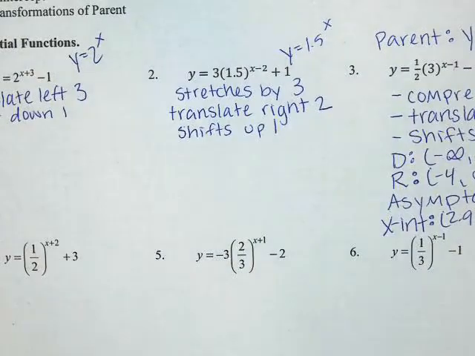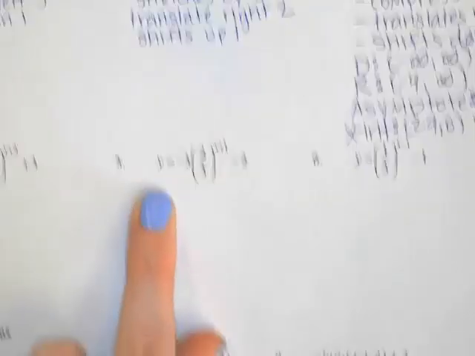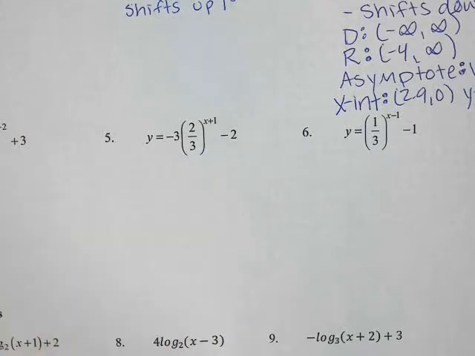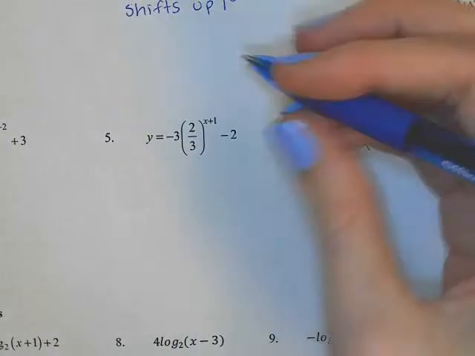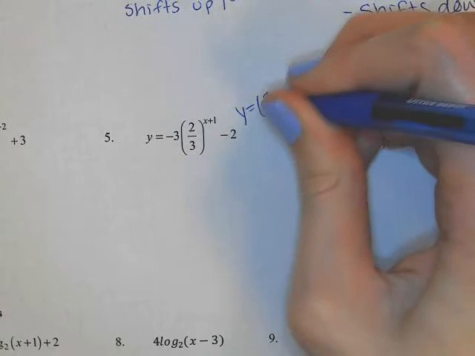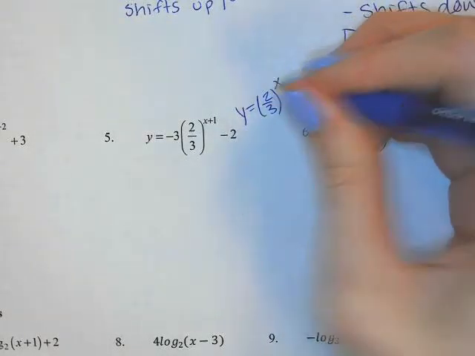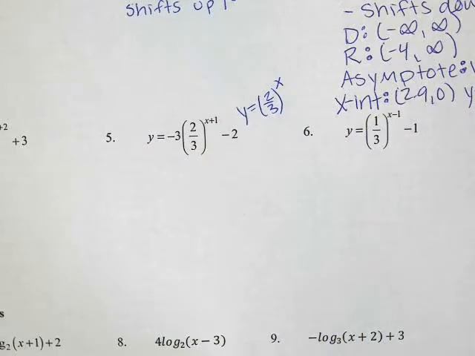Okay, so let's do number 5, and you guys can do the other 2 on your own later. All right, what's the parent function for number 5? X to the power of x. So there's the parent. Do I have an a value?